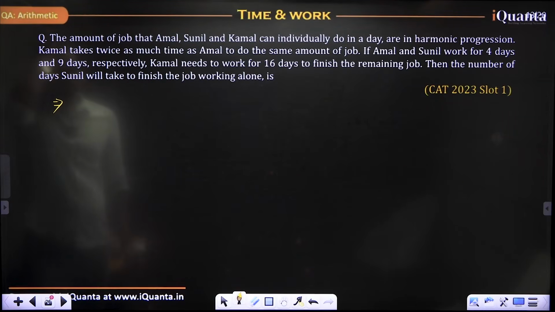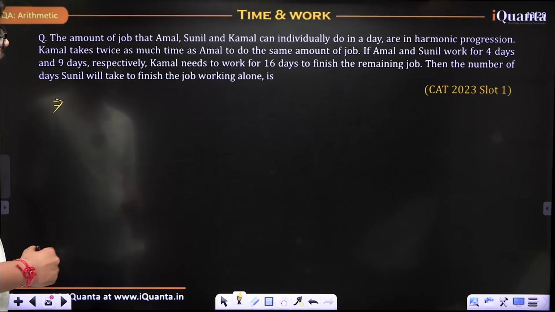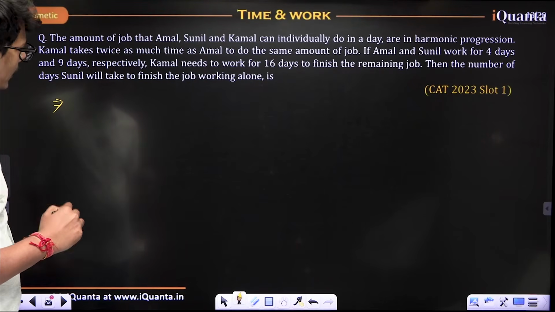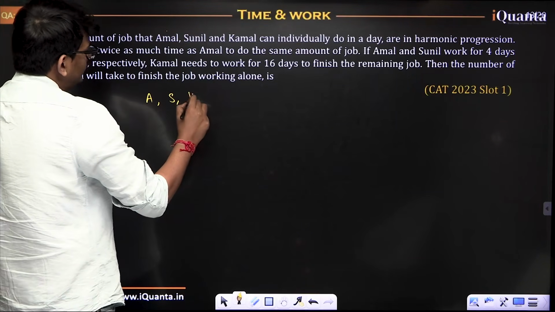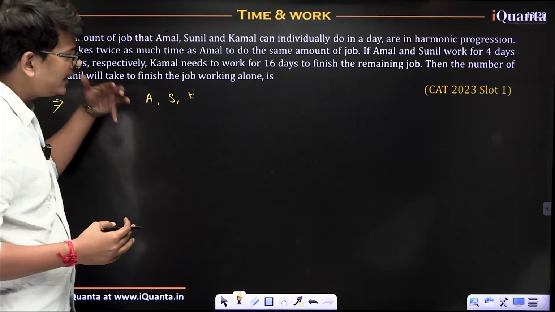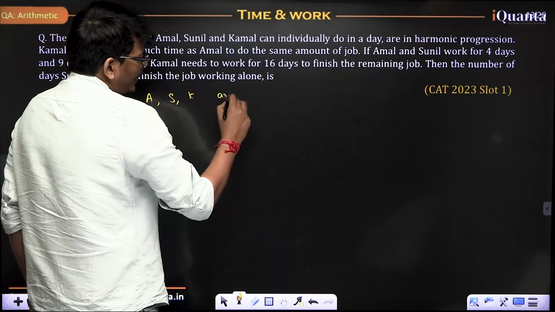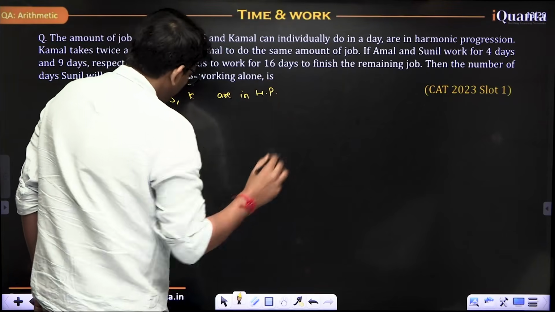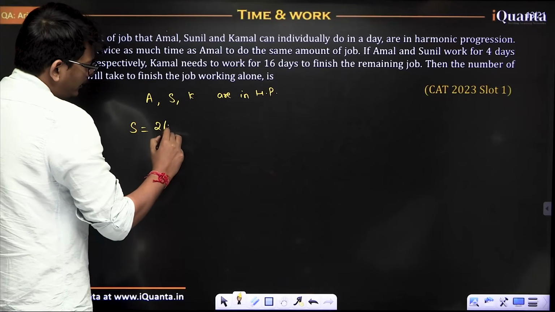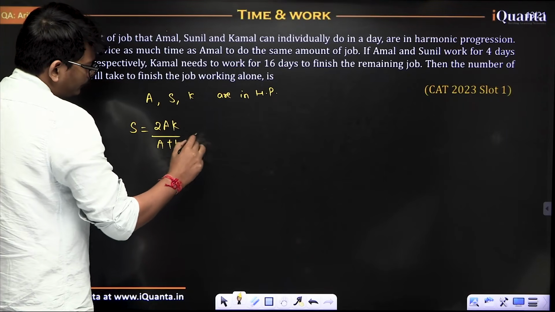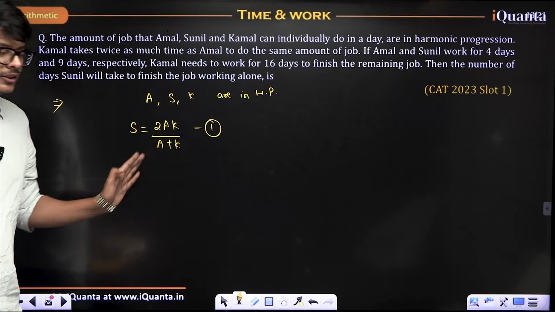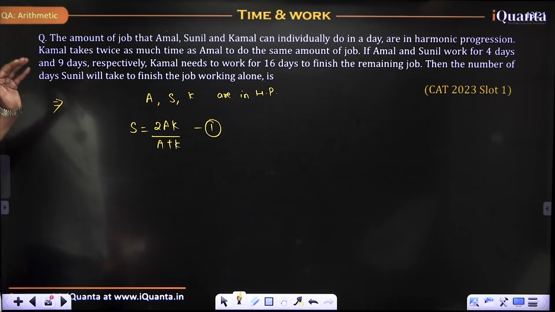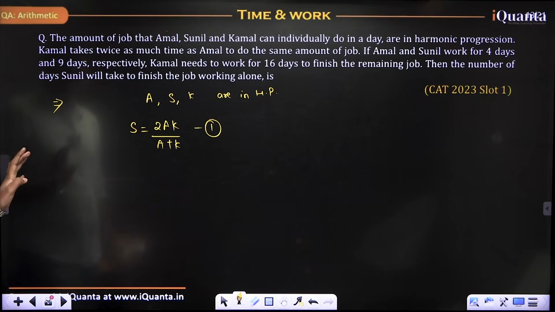Next, the amount of job that Amal, Sunil, Kamal can individually do in a day are in harmonic progression. So I have taken the efficiency of these 3 persons as A, S, K. If A, S, K are in HP, we know S is equal to 2AK upon A plus K. This is our first equation. If 3 numbers are in HP, the middle number is equal to this.